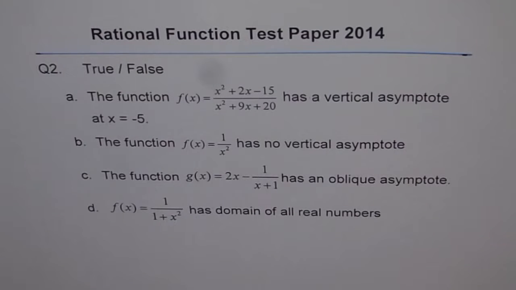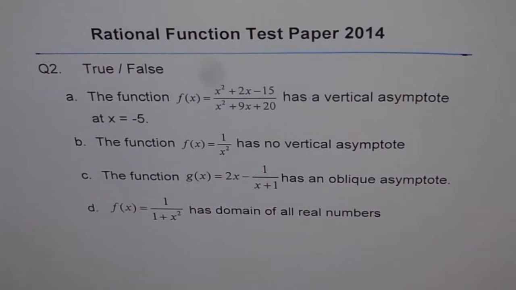Now here is question 2. I've reorganized the questions so that I can have a common set and it's easier for me to discuss with you. Question number 2. True or false? A. Function f of x equals x squared plus 2x minus 15 divided by x squared plus 9x plus 20 has a vertical asymptote at x equals minus 5. Part B. The function f of x equals 1 over x squared has no vertical asymptote.